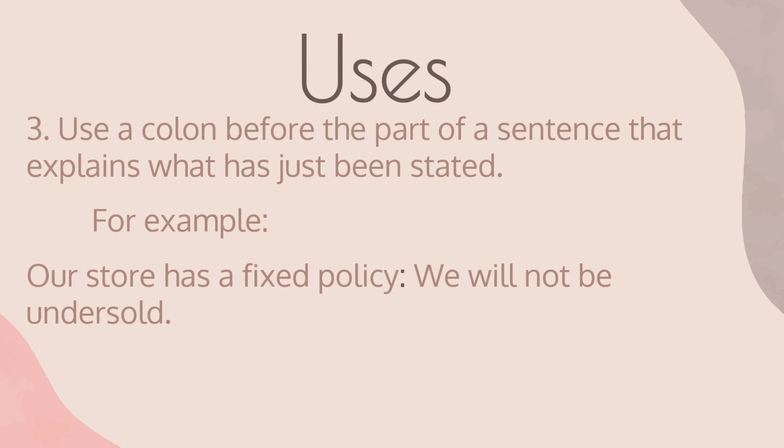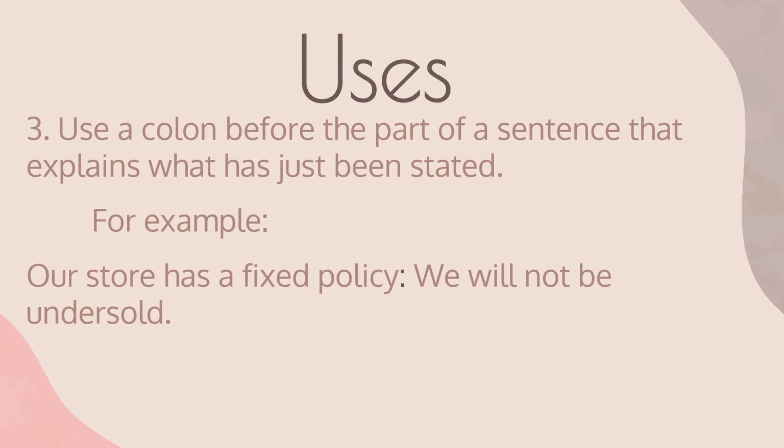You can also use a colon before the part of a sentence that explains what has just been stated. For example, our store has a fixed policy: we will not be undersold. Now here, "our store has a fixed policy" is a sentence. After that, we've placed a colon, and then we have explained what this part of the sentence means.